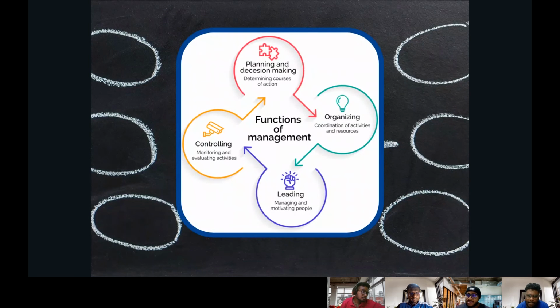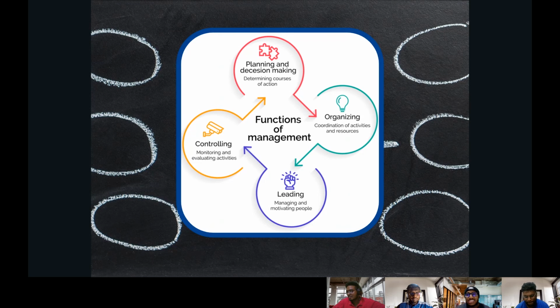Okay, we have seen what management is. So what are the functions of management? Why should we implement it? Okay, if we see, planning and decision making is an important function of management. So why do we need to plan and make a decision? So that we make sure that we are taking a good decision, and by planning it, we are determining courses of action as well.